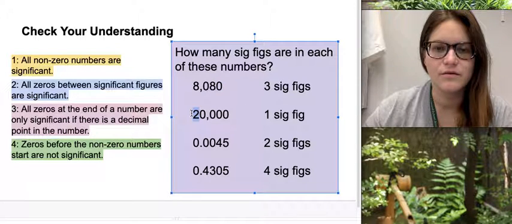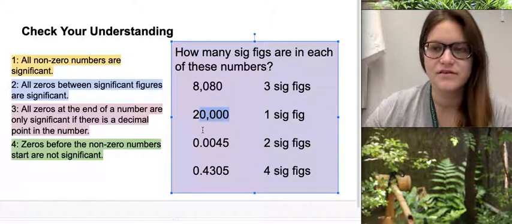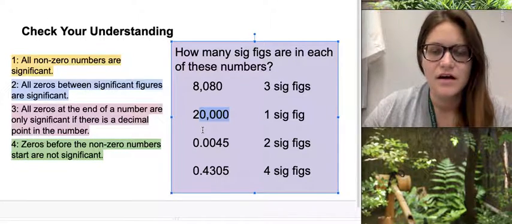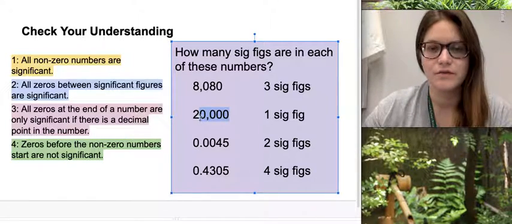In this one, the only significant figure is our non-zero, the 2. The rest of these could all be rounded off. This could actually be 19,850. It could be 24,000. We don't know. So none of those zeros are significant. The only sig fig is this 2.